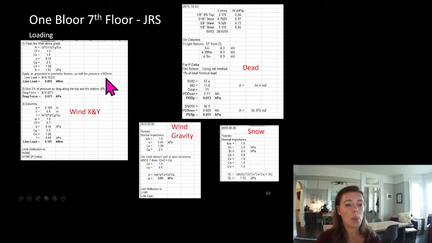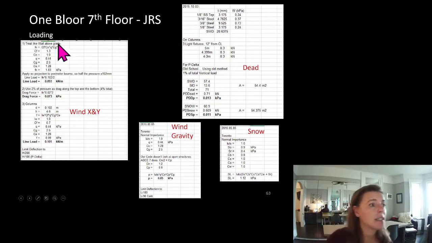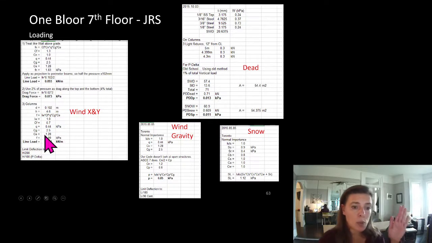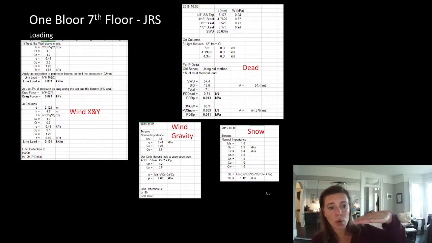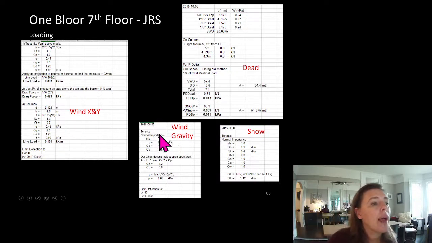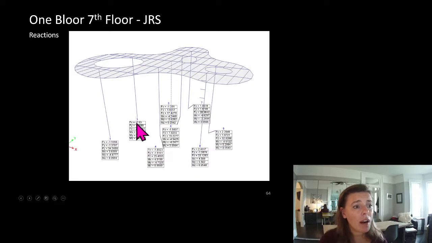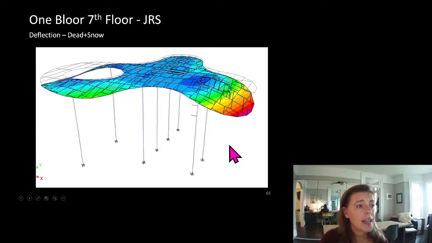Here were my loading criteria from my spreadsheets, and you can see I've worked through the calculation for wind loads and wind on the column, because we have wind projected on it and we also need to worry about drag. So I had wind for gravity and uplift, snow loads, and dead loads. This wind X and Y, those are our lateral loads. Here are the reactions of this on the structure. Here are the deflections for dead and snow, so you can see what that profile looks like.